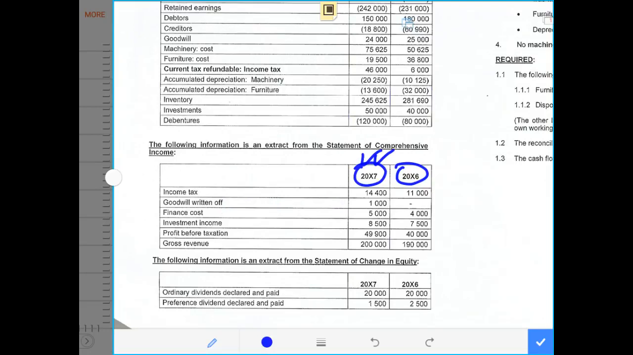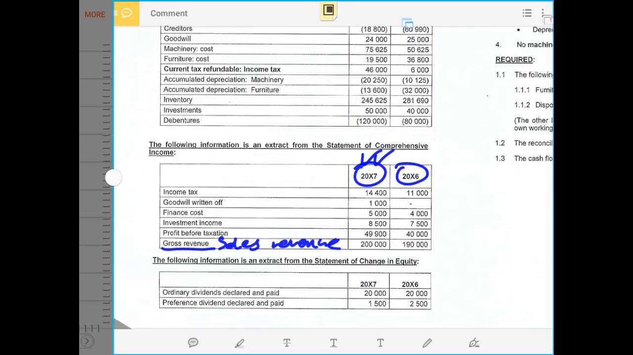In the same income statement, the last line item that I also want to bring your attention to is gross revenue. Gross revenue is sales. That will be sales revenue, meaning it is the revenue before the deduction of the expenses. So that will be our total sales that we have to take into account when we are doing our cash flow from operating activities.